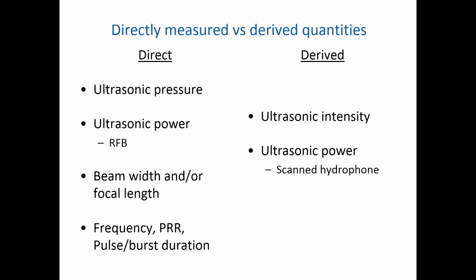As mentioned, ultrasonic power is also something which we could measure with a scanned hydrophone. It's actually a value that is derived from the already derived ultrasonic intensity, so it's a very indirect measurement. And finally, for those of you familiar with the output indices, the mechanical and thermal indices, these are again derived quantities. We're making measurements of a certain parameter and then we're undertaking some calculations on those.